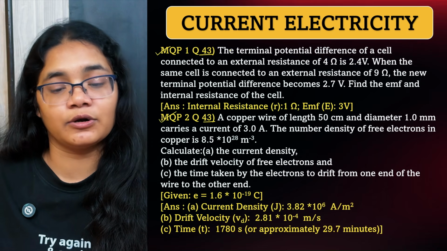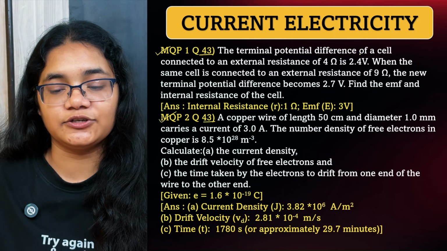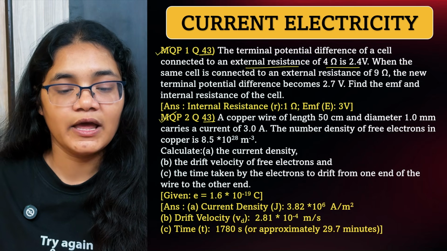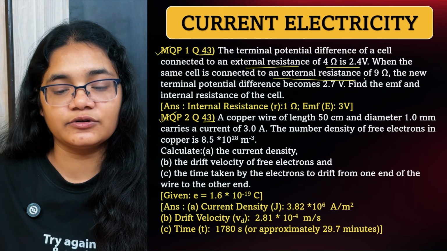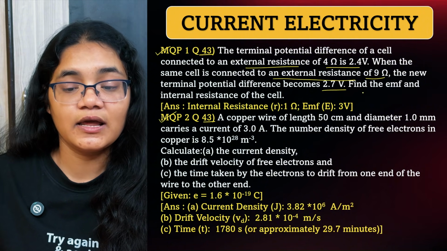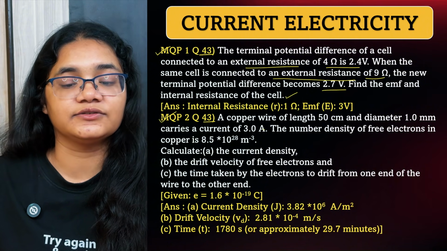Here in model question paper 1, the terminal potential difference of a cell connected to an external resistance of 4 ohm is 2.4 volt. When the same cell is connected to an external resistance of 9 ohm, the new terminal potential difference becomes 2.7 volt. Now find the EMF and the internal resistance of the cell.